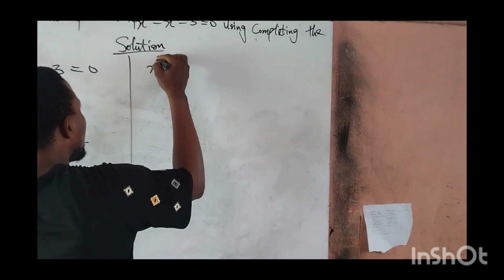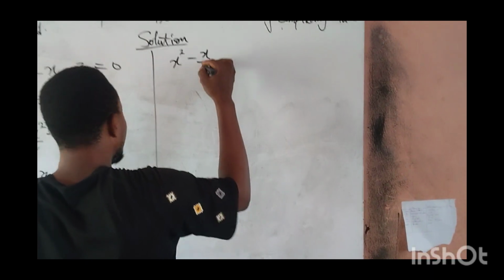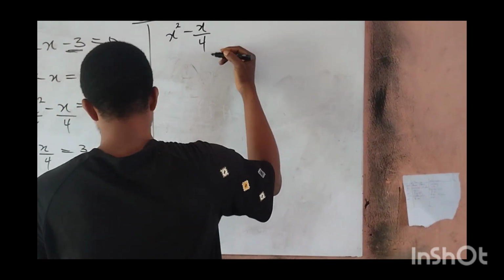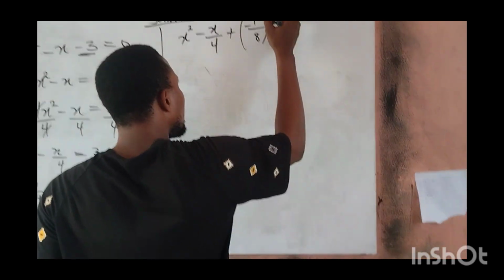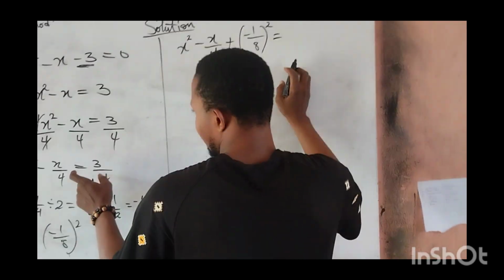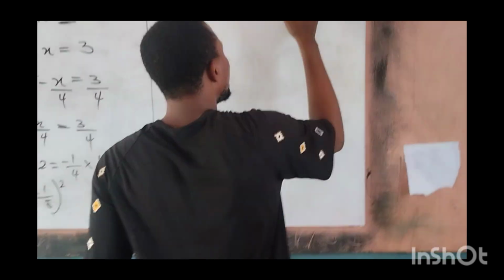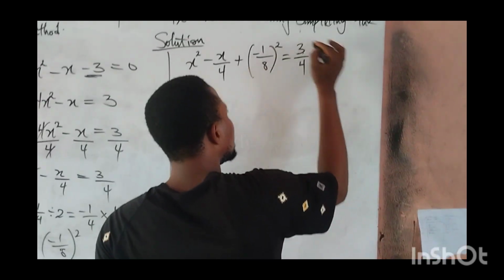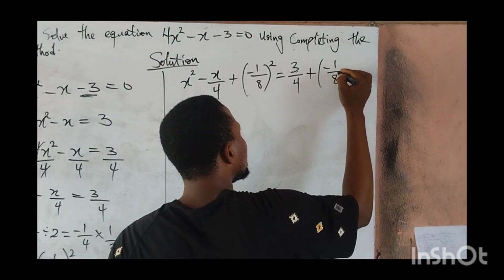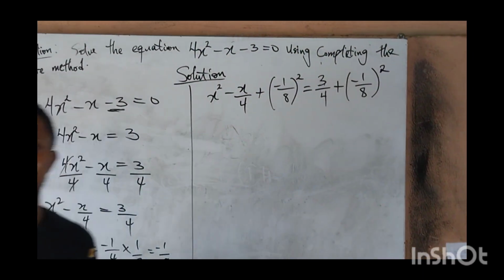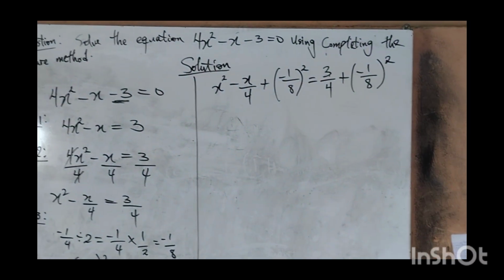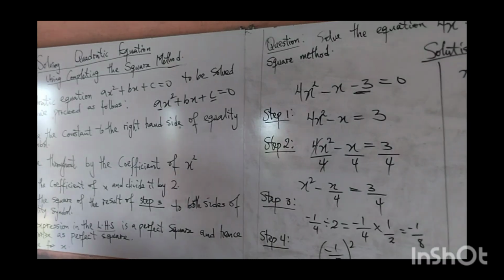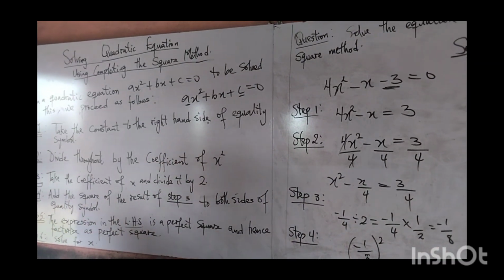So you have s squared minus s over 8 minus s over 4, plus minus 1 over 8 all squared, to be equal to 3 over 4 plus minus 1 over 8 all squared. Yes, that's step 5. Add it to it.